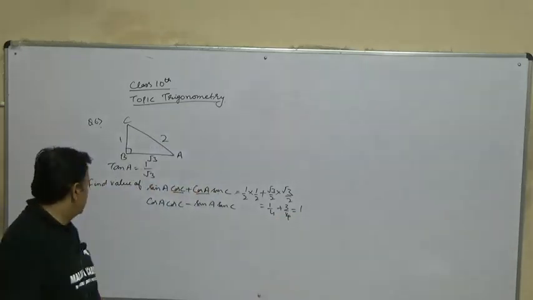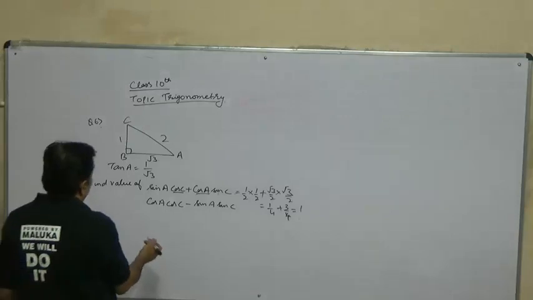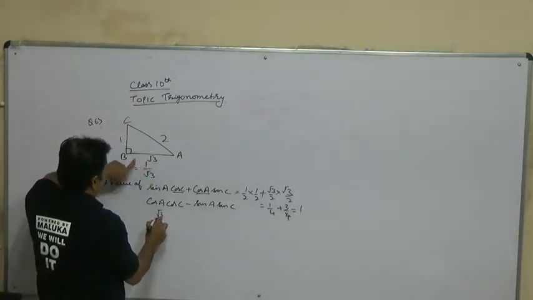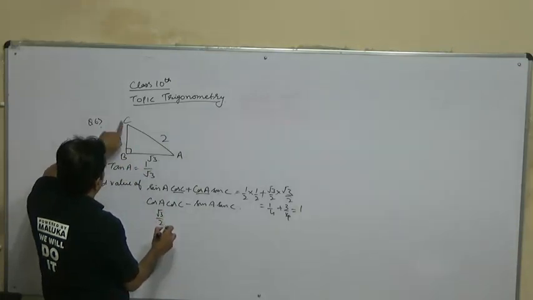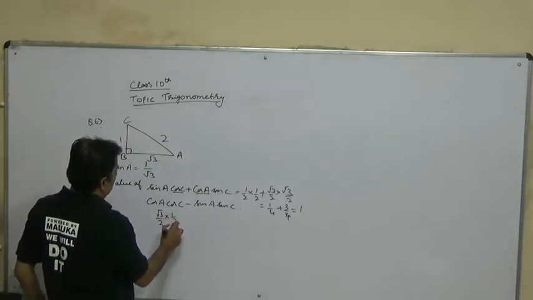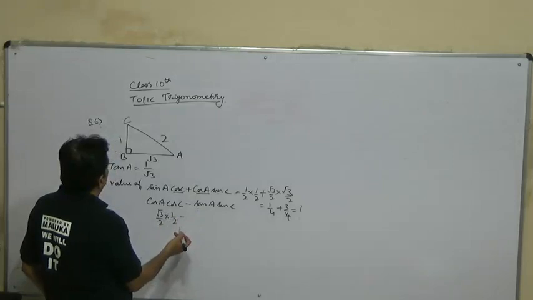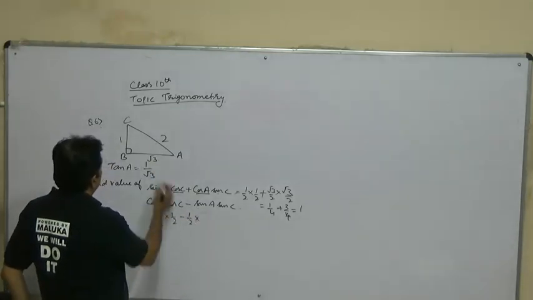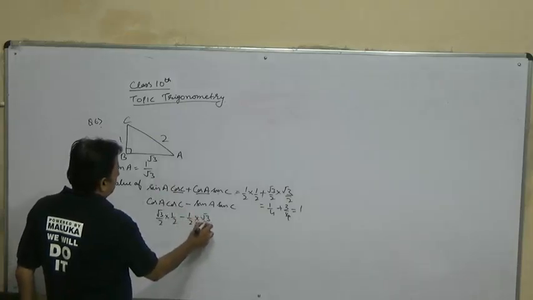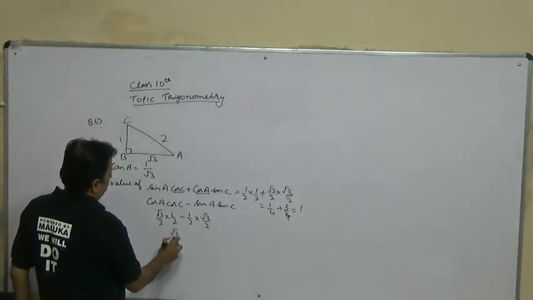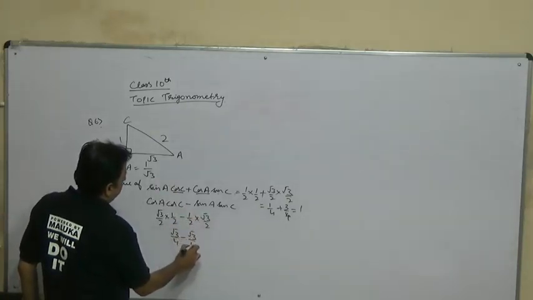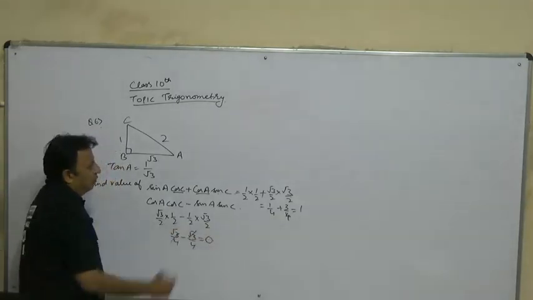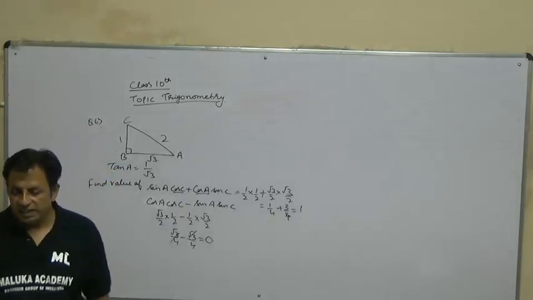Then cos A, what is cos A? Cos A is √3/2, cos C is 1/2, minus sin A, sin A is 1/2, sin C is √3/2, so this turns out to be √3/4 minus √3/4, they cancel, and it comes out to be 0. So the value of the first is 1 and the second is 0.